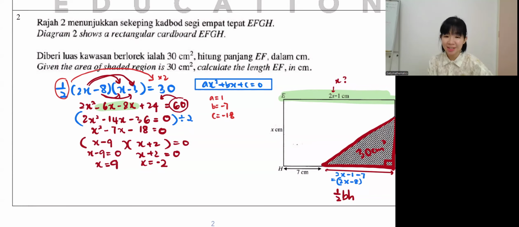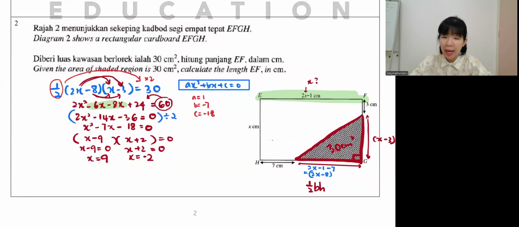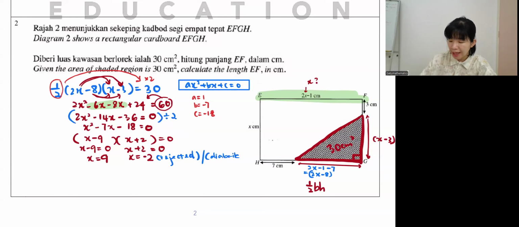So check and see. x is actually the length of the rectangle, so it cannot be negative, correct? It cannot be negative 2 cm. So for this negative one, you have to put a bracket and write rejected. Or in BM, you can write diabaikan, which means you ignore it. We don't want this. So x is 9.